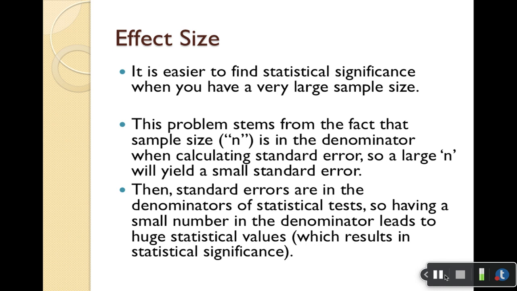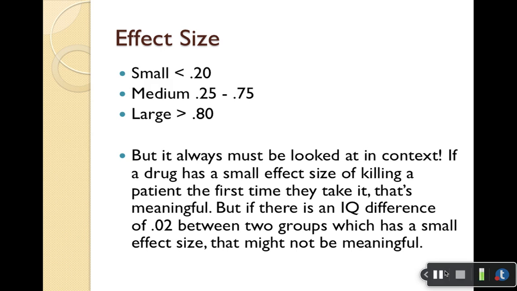So a simple explanation as to why this happens is this really has to do with the fact that the sample size, or n, is in the denominator of our equation when we're calculating standard error. So a large sample will actually yield a small standard error. And then the standard errors are in the statistical test, so it's actually going to influence our significance testing in the long run.